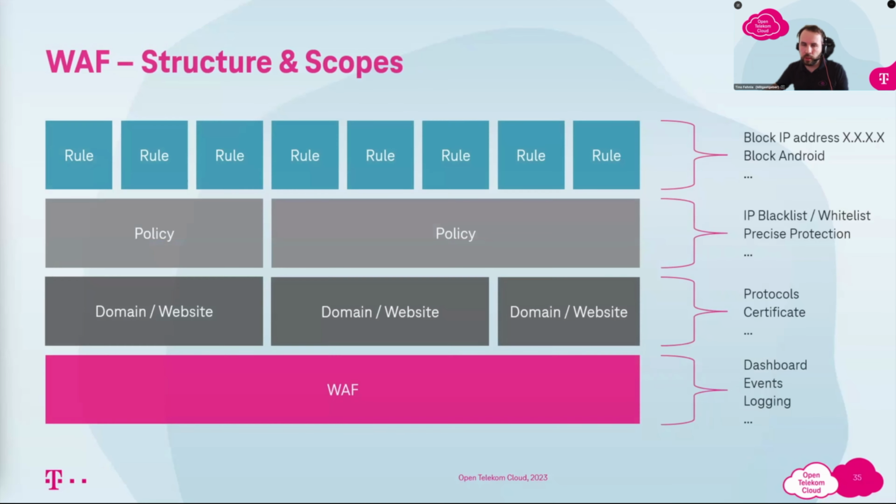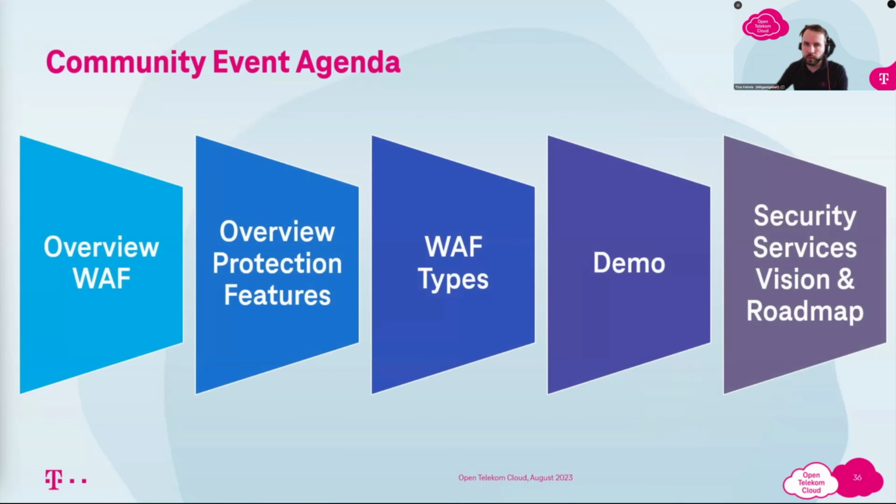When you structure this in a picture, you can see below you have the WAF itself. There you have your dashboard, your events, your logging. On top of that, you have the domain or website, where you have the certificates for your website and the protocols. Above that, you have the policy. The policy can be assigned to one or multiple domains, and above that you have the rules included in the policy. That's how the elements are grouped together.